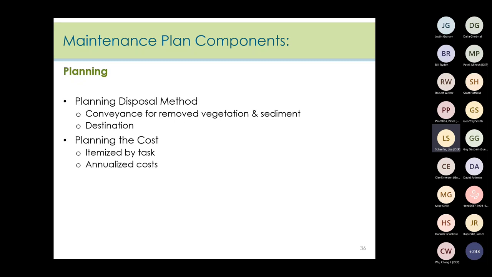Now, I mentioned collected sediment. Planning includes how to transport it and what information, such as a receipt, must be retained. Planning includes the individual costs plus the annual costs for each task. Make sure this information is part of the maintenance plan when you review.